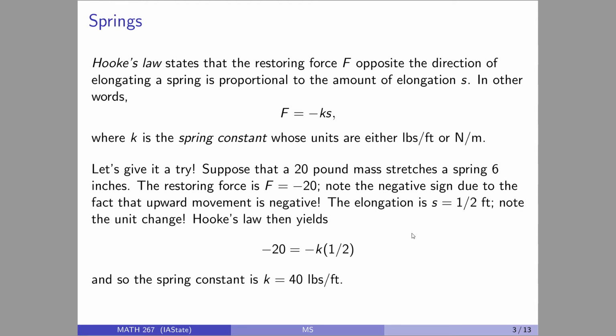Hooke's law tells me that the force, which is -20, needs to coincide with -k times the amount of elongation. Well, I know what F was equal to, I know what s was equal to. I can solve for k. It's 40 pounds per foot. Note the spring constant will always be a positive quantity, because the opposite of the direction has already been enforced with the minus sign right there. So k will always be a positive quantity.